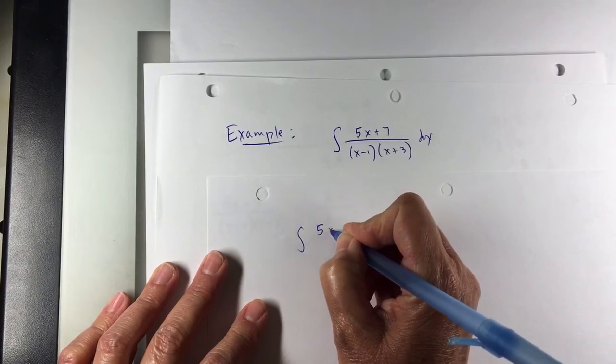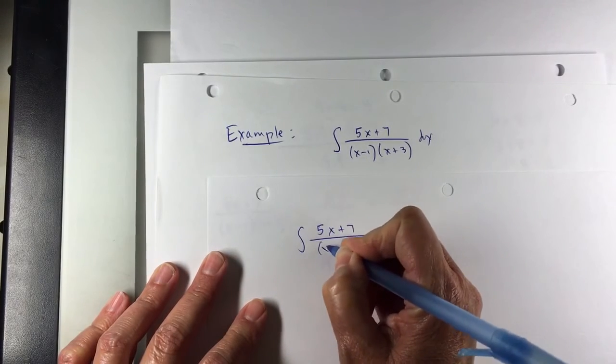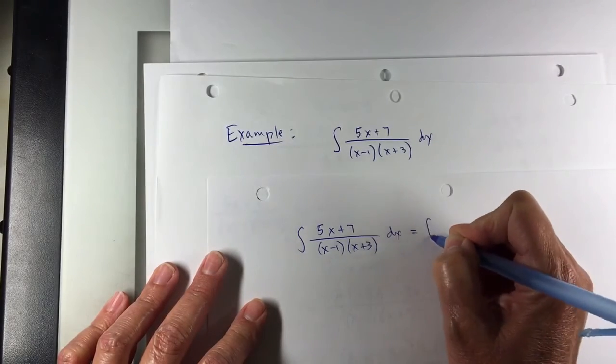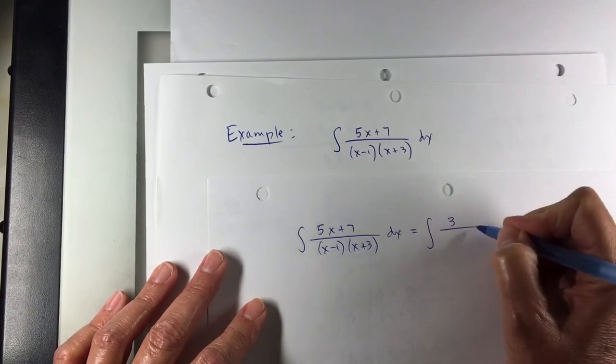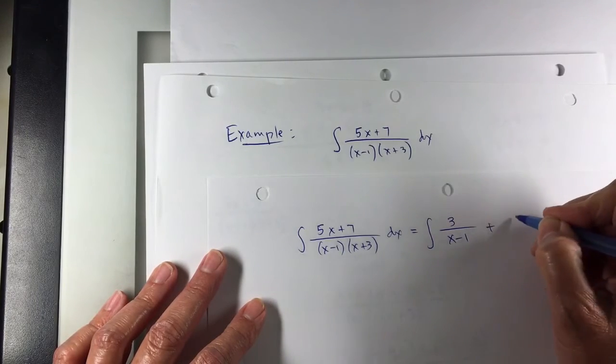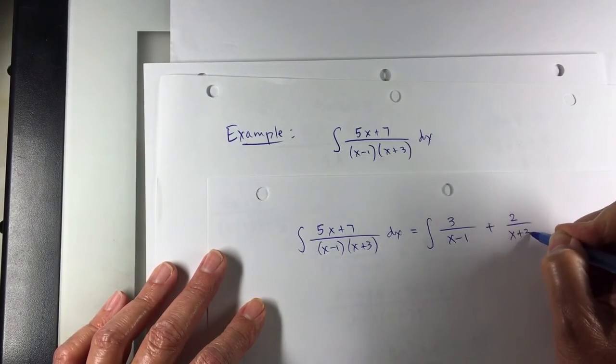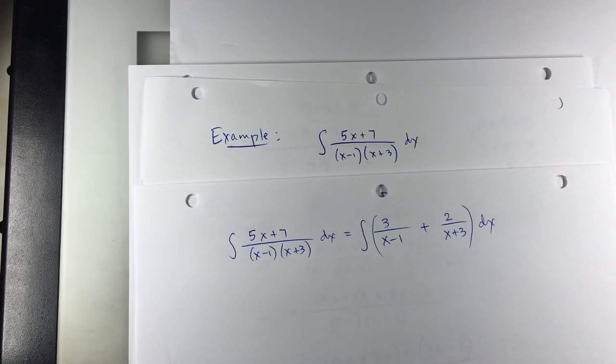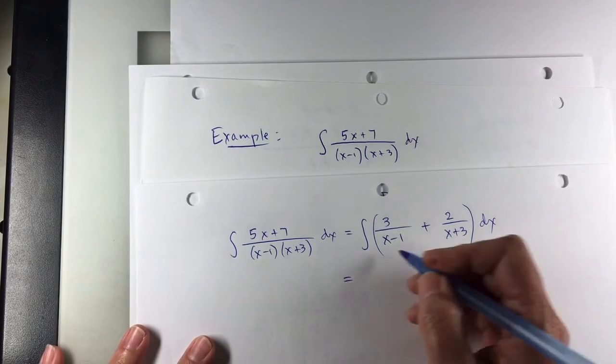The integral of 5x plus 7 over x minus 1 times x plus 3 dx equals 3 over x minus 1 plus 2 over x plus 3, those two fractions, and the dx. And now that's an easy integration problem. So a lot of the problems in 7.4, once you break it down, not all of them will be easy, but a lot of them are, see, here it is now.